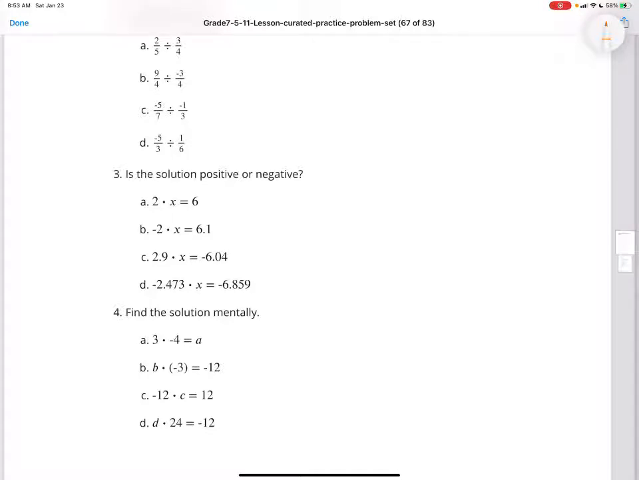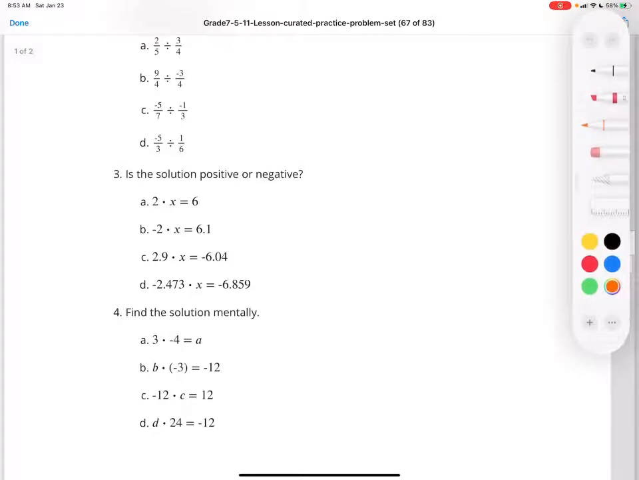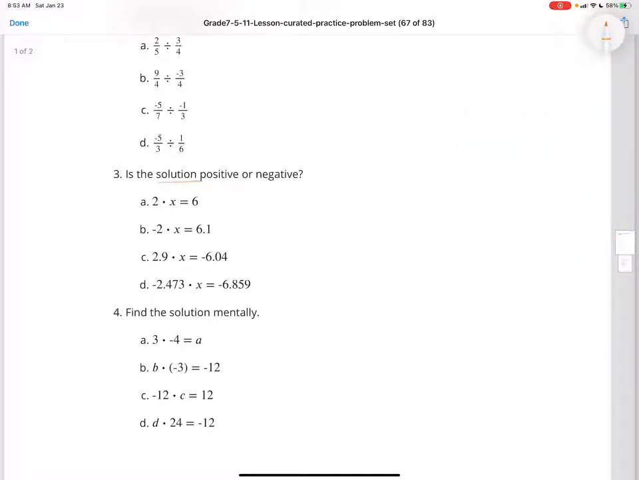All right, so when they're talking about the solution, just as I mentioned in the lesson, they're not talking about the product. They're actually talking about the value of x. It wants you to determine if it's going to be positive or negative. It doesn't want you to find the answers, just determine if it's positive or negative. In this case, they do give us the product, and we have to pay attention to the product and what numbers are being multiplied and so on. But let's get started.